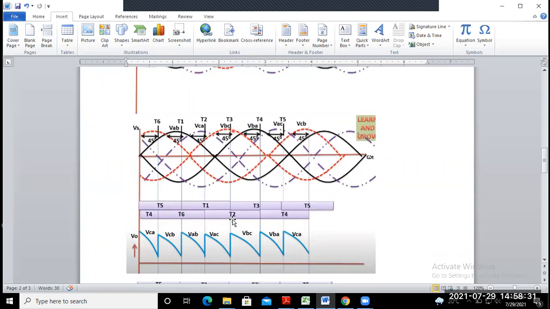When T2 and T3 conduct, T3 is your positive half cycle, so this one is represented by Vb, and T2 is the negative half cycle, Va. So for T2 and T3, this voltage is your VBC, and this one is represented by VBA. Again, the same cycle repeats: the waveform is repeated, that means VCA, then VCB and VBA. The same cycle is repeated after a certain time.